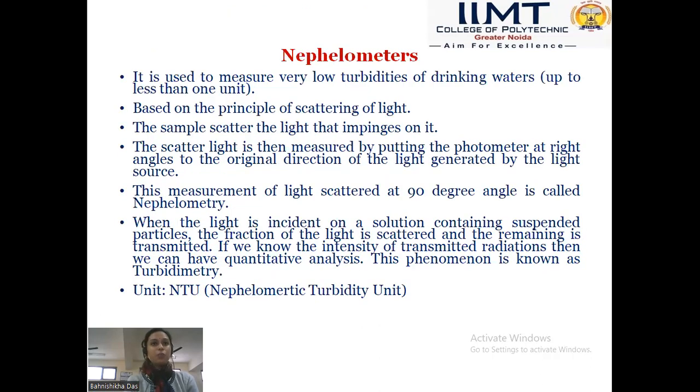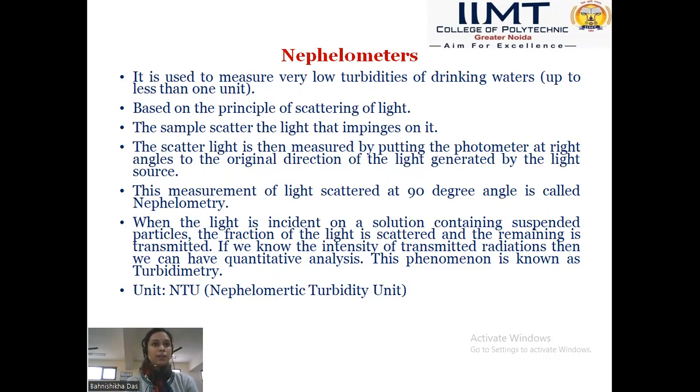Next, we have nephelometers. Nephelometers are the standard digital turbidity meters which are used nowadays for measuring very low turbidity. We can even measure the turbidity of drinking water samples, whose turbidity is up to 1 unit or less, 1 ppm or less. It is based on the principle of scattering of light only. The sample will scatter whenever the light impinges on it.